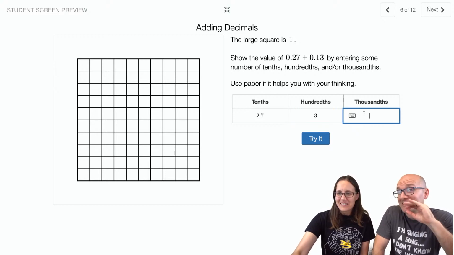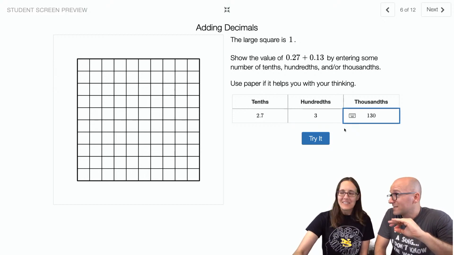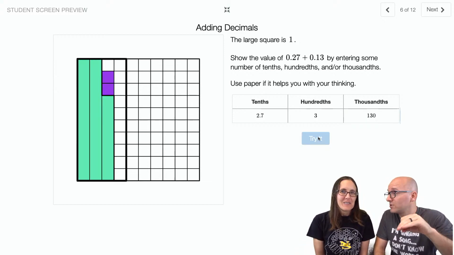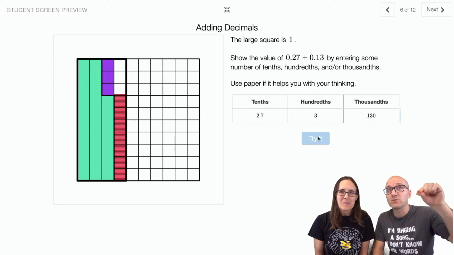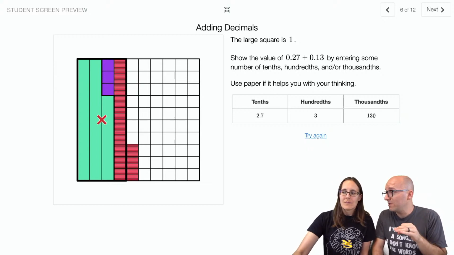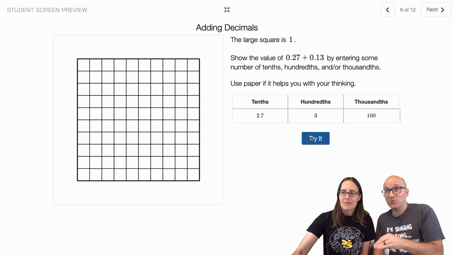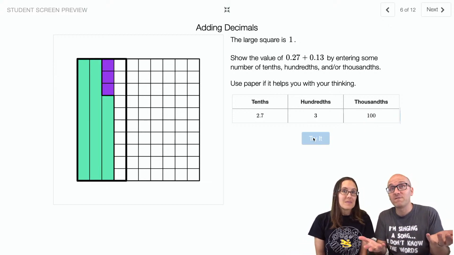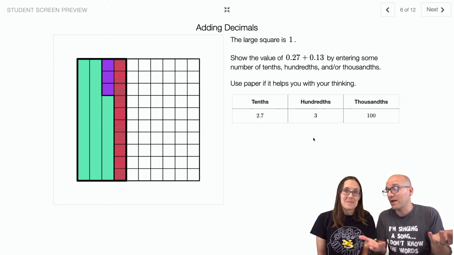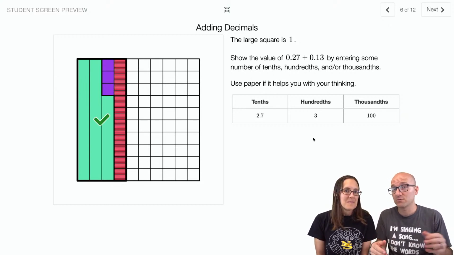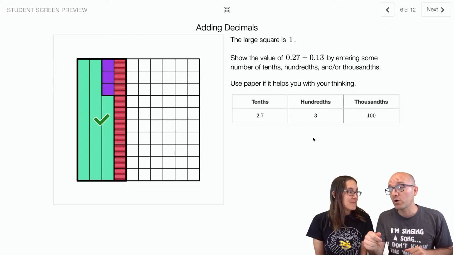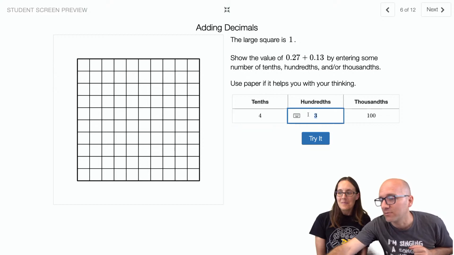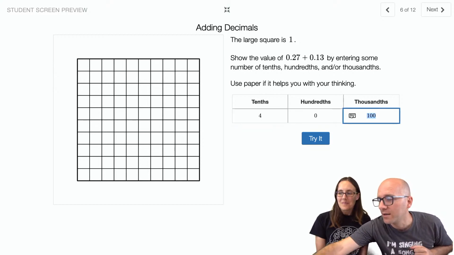Well, the secret to doing this was, as I saw some people say in the chat, the 0.27 means that's 27 little squares. The 0.13 means 13 little squares. So we're just saying 27 squares plus 13 squares is 40 squares. So how do we represent 40 squares? Well, 0.40.